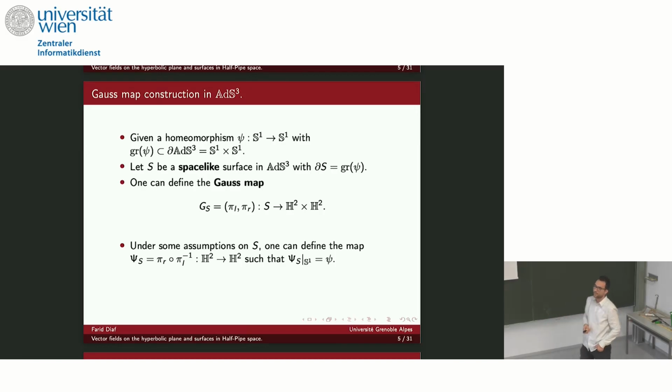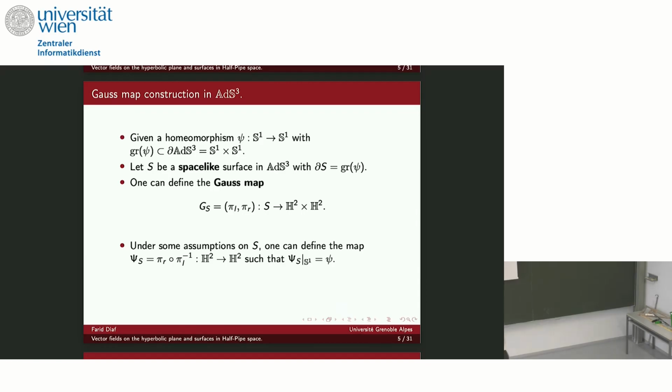Isn't the dimension of S3 a surface? Yeah, but H2 cross H2 is... these are the two. Okay. Yeah, these are two components. And then you play like this and you get a map.